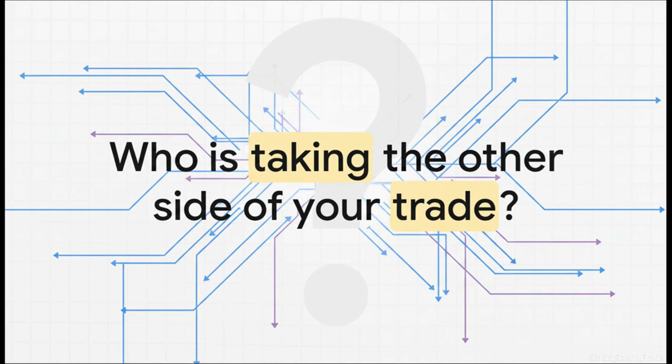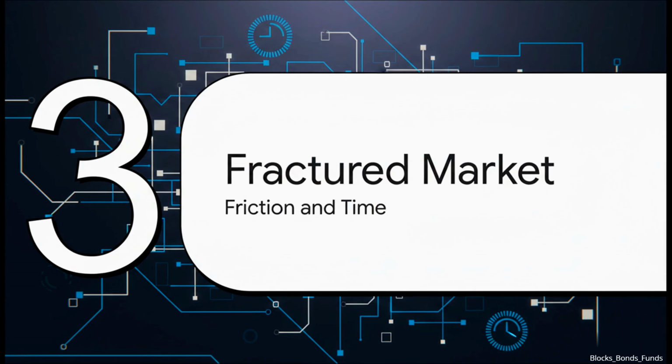So as your order's fracturing and routing through all these wildly different systems, you really have to stop and ask yourself, where did your trade actually go, and who exactly took the other side? Well, this leads us to the illusion of a fractured market, and how friction and time play a massive role in what you end up paying.